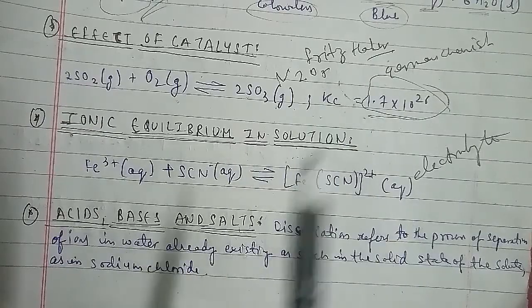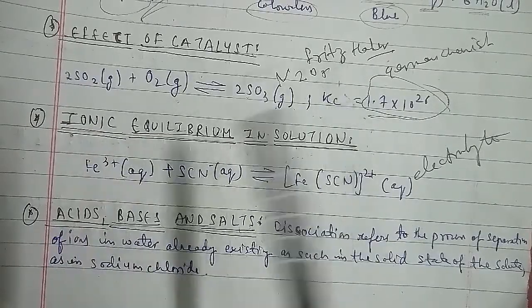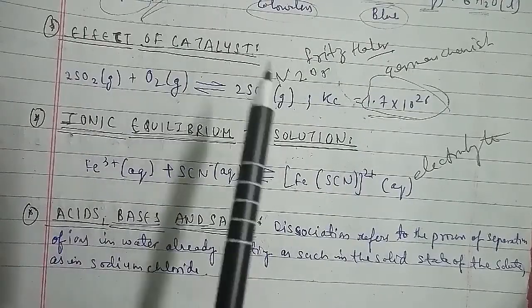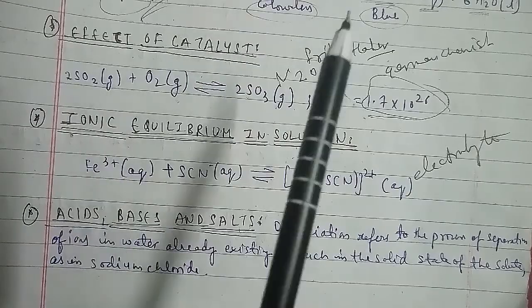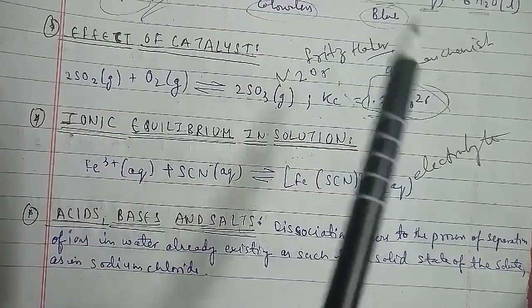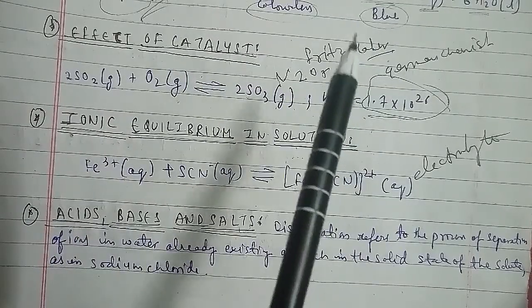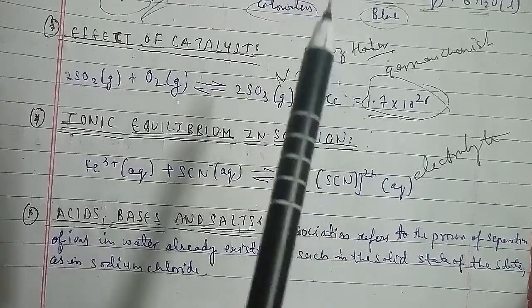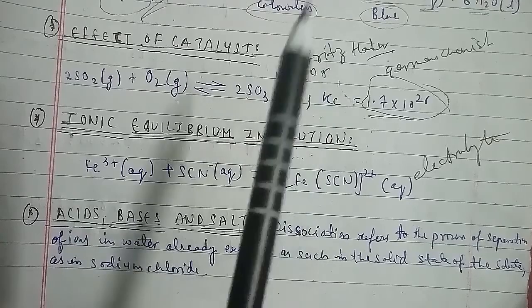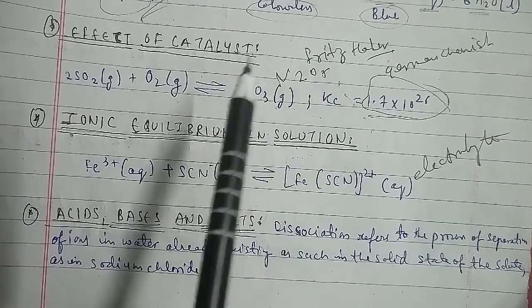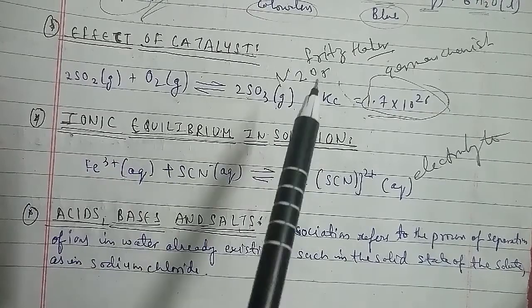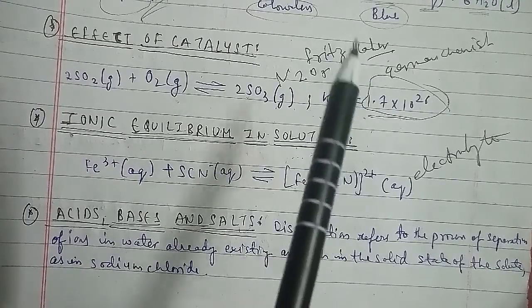The terms dissociation and ionization have earlier been used with different meanings. Dissociation refers to the process of separation of ions in water that already exist as such in the solid state of the solute, as in sodium chloride. On the other hand, ionization corresponds to the process in which a neutral molecule splits into charged ions in the solution. Here we shall not distinguish between the two and use the two terms interchangeably.